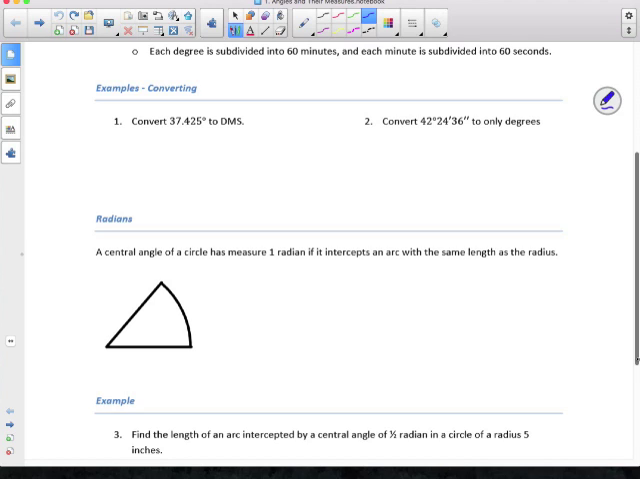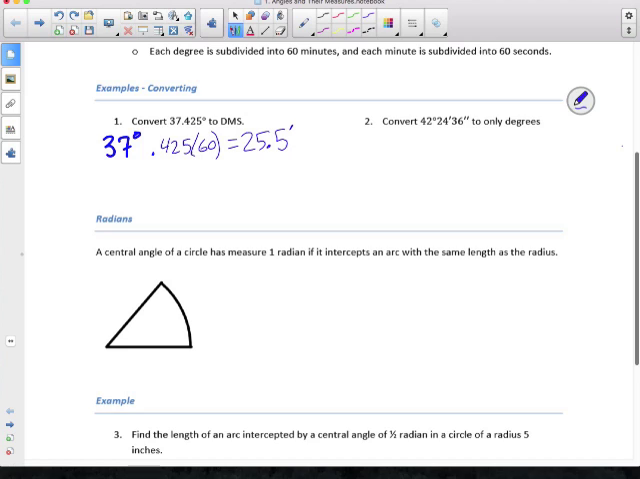So I already have 37 degrees. So 37 degrees is what I'm going to start off with. That is a really thick marker, so let's tone that down a bit. What I'm going to do next is take this decimal part. So I'm going to do 0.425, and I'm going to multiply that by 60 to turn the 0.425 into how many minutes that would be. And that gave me 25.5 minutes. And we use this little tick mark there to represent minutes.